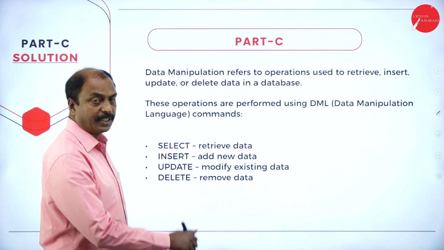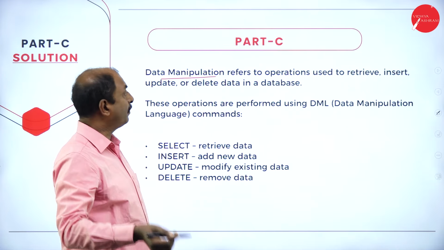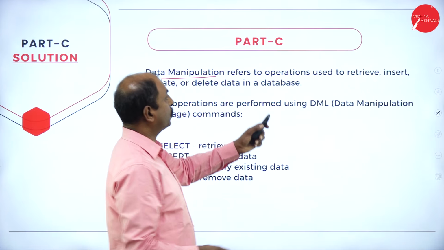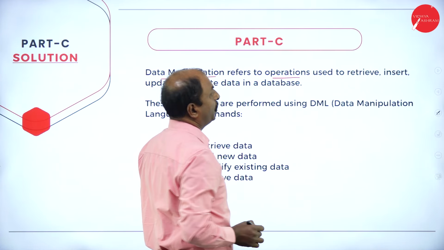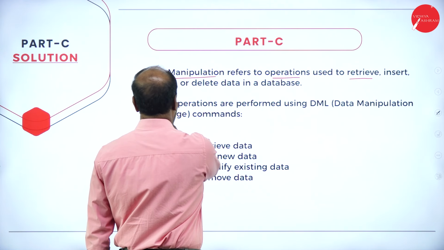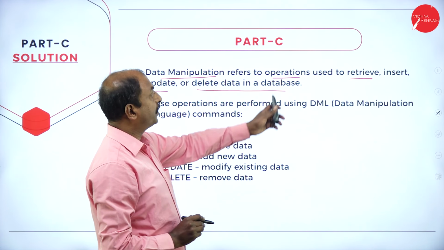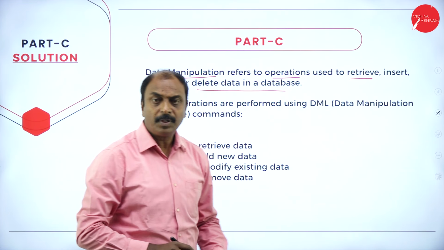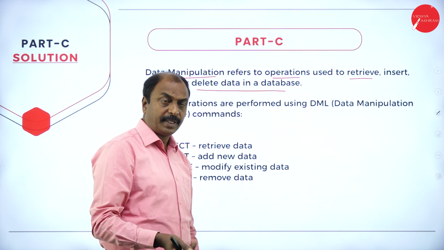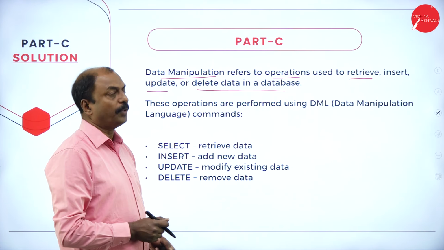Now let us see, the next definition is data manipulation. What is data manipulation? It refers to operations used to retrieve the data, insert the data, update or delete the data in a database. These are different operations that can be performed on a table in a database. So these operations are nothing but data manipulation.